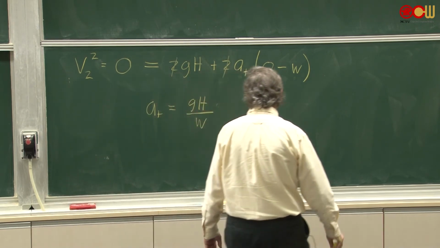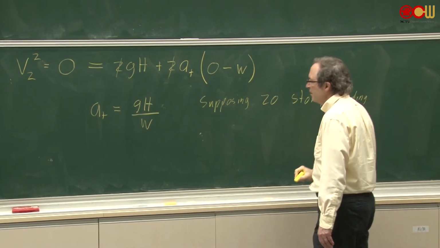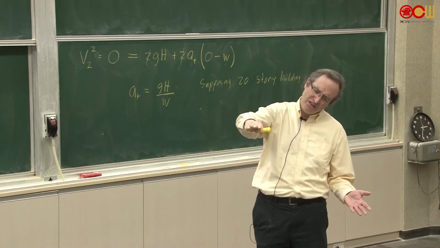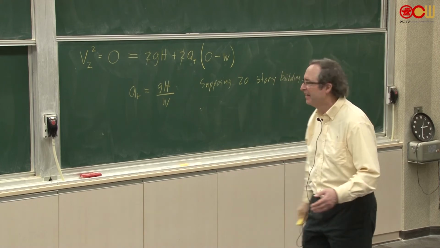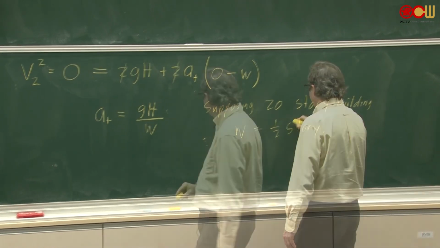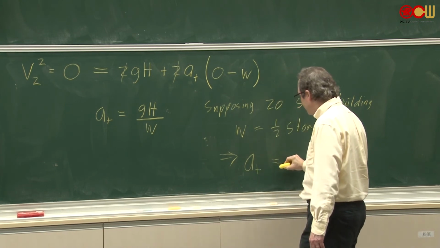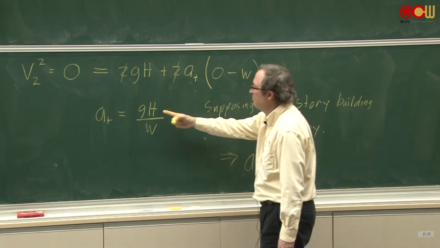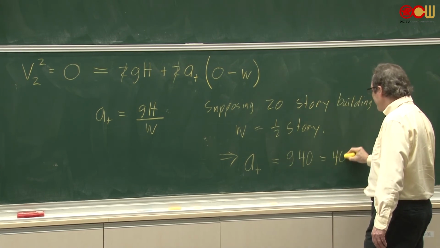So supposing, let's take a 20-story building. All right? And W is roughly about a trash dump is about like this big. Let's say that's about a half a story high. So let's say W equals a half a story. So all this implies that the acceleration will be g times 20 divided by half, or 40. That's 40 g's.